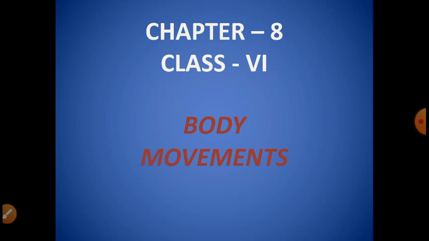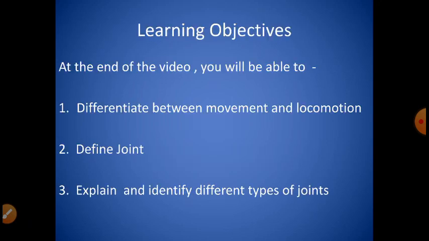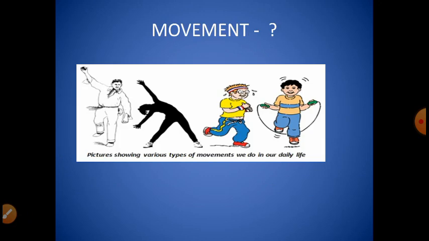Today we will discuss chapter number 8 of class 6th, Body Movements. We will cover these topics: movement, locomotion, definition of the joint, explanation and identification of different types of joints found in the human body. First, movement. In this picture, we can see various types of movements that we generally do in daily life.